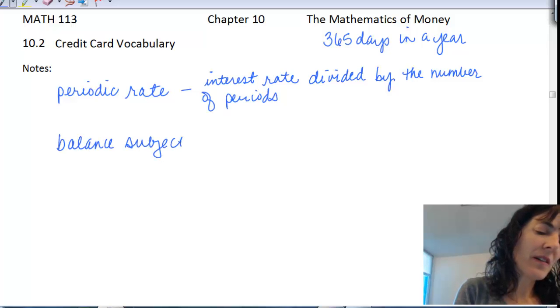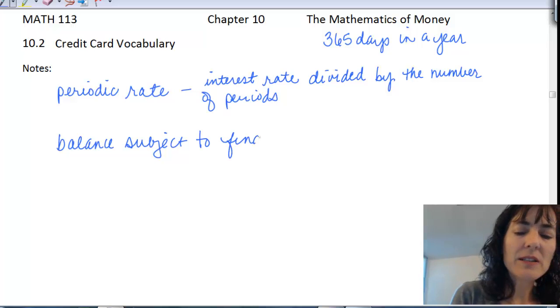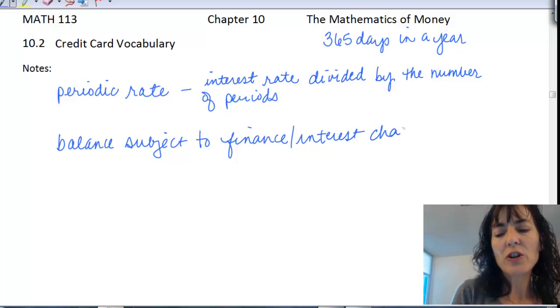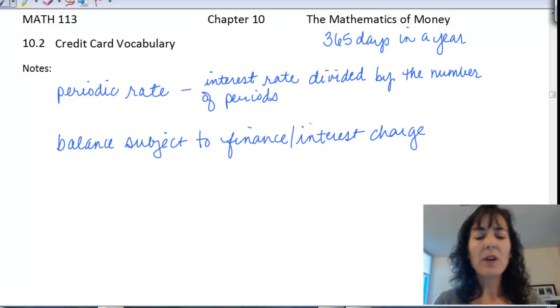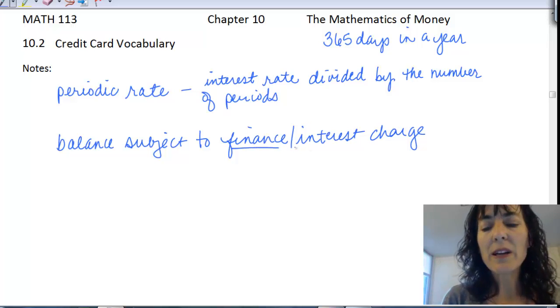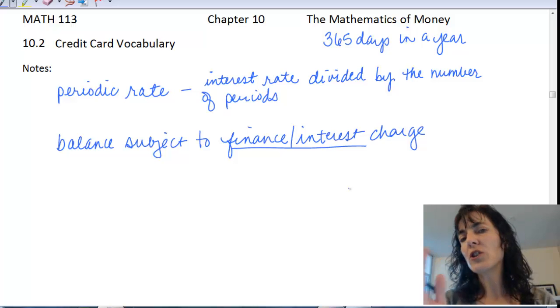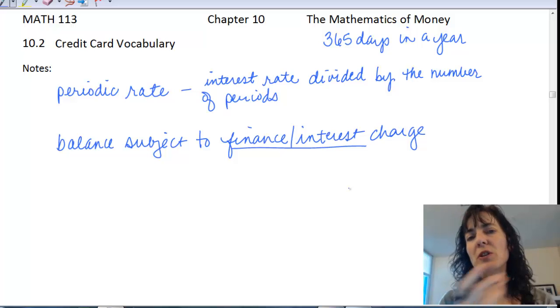subject to finance or interest charge. Okay, so the balance subject to finance or interest charge, that's if you have a credit card and you leave money on your credit card. They give you a grace period, so if the statement starts on the 15th of the month and you make a charge on the 30th and then you get your statement on the next 15th of the month, you don't have to pay interest for those 15 days or so that you had that purchase on your card. That's a grace period.